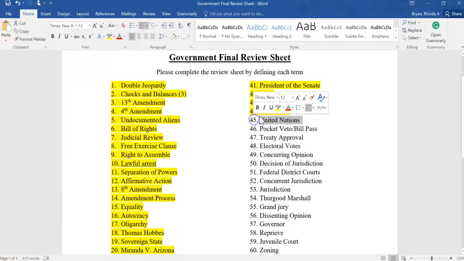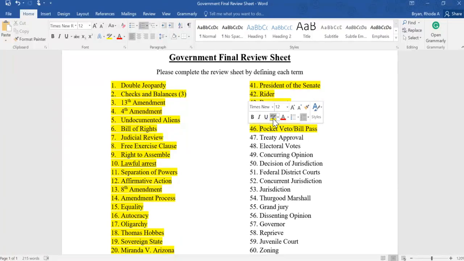Number 45. United Nations. Who first proposed the formation of the United Nations? The answer is FDR and Winston Churchill. And that was one of the diplomacy things that we did over that presidential one.